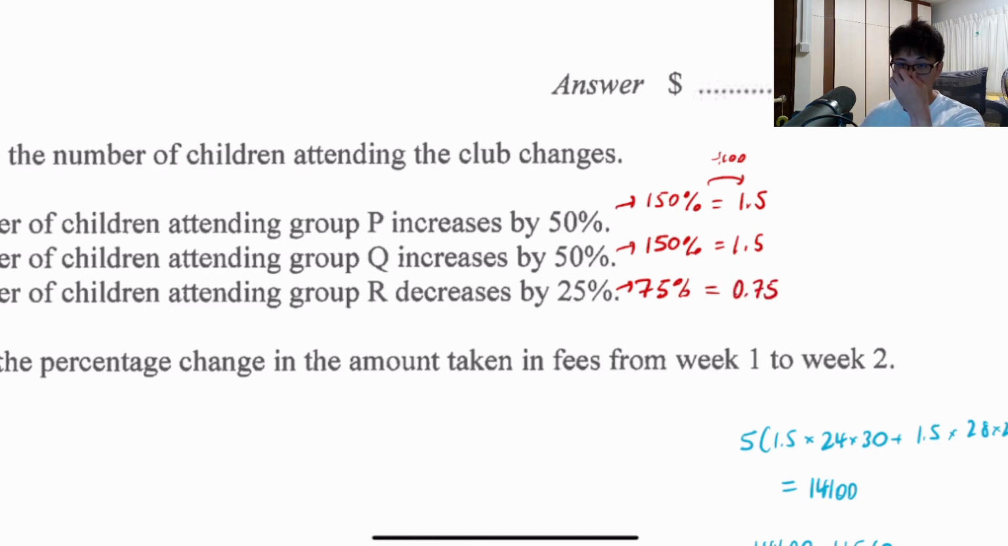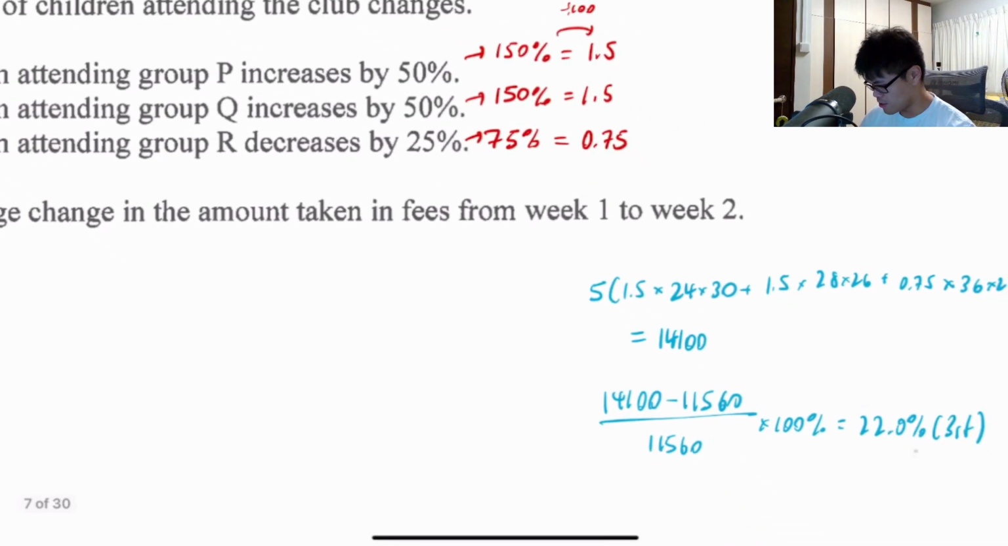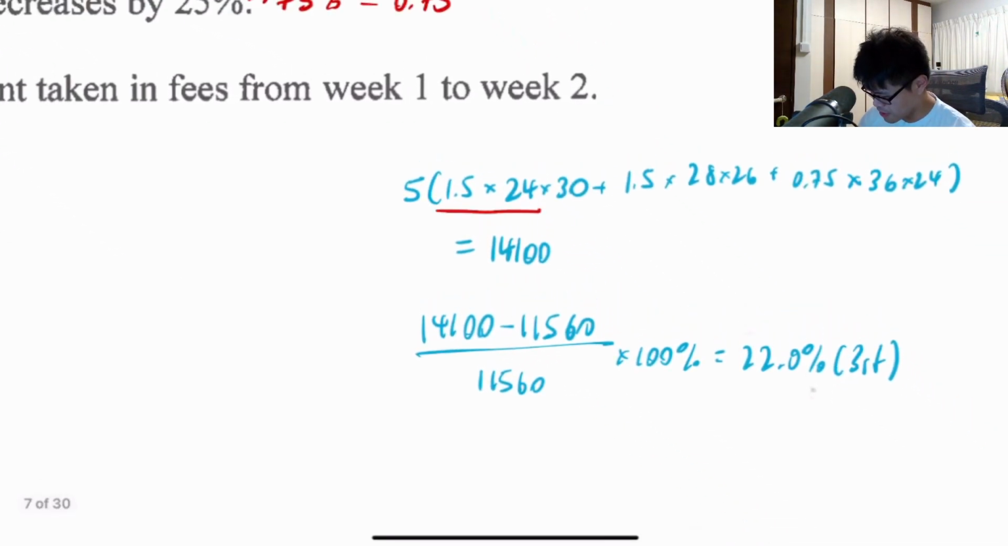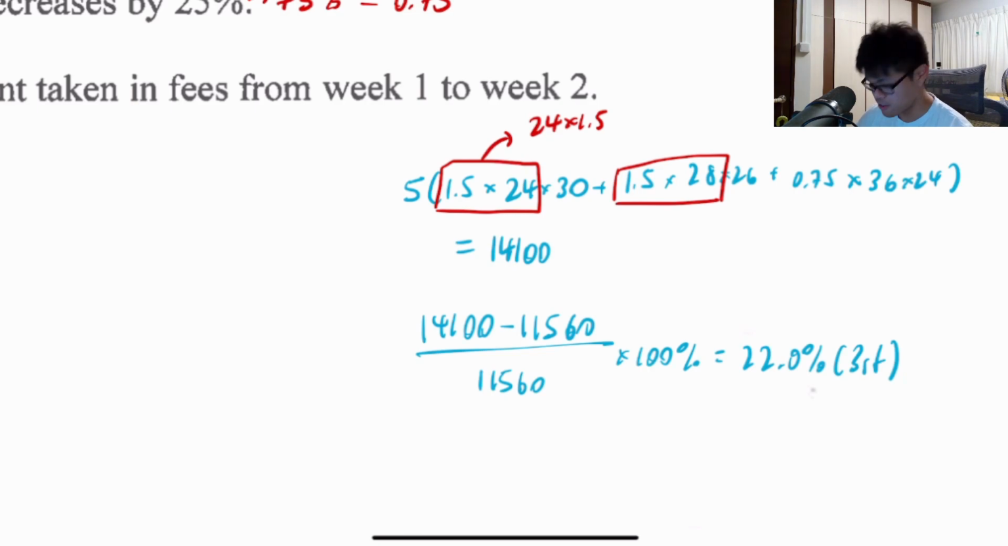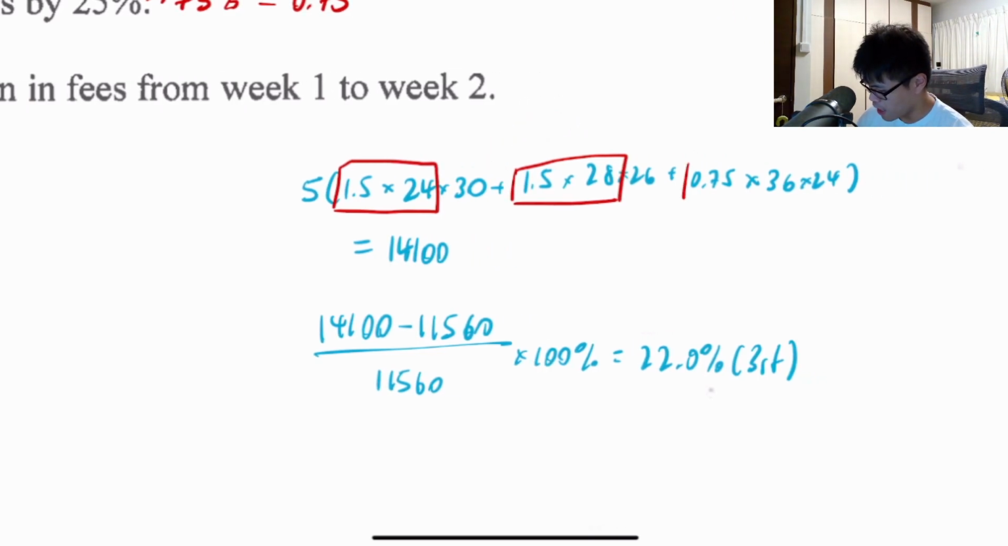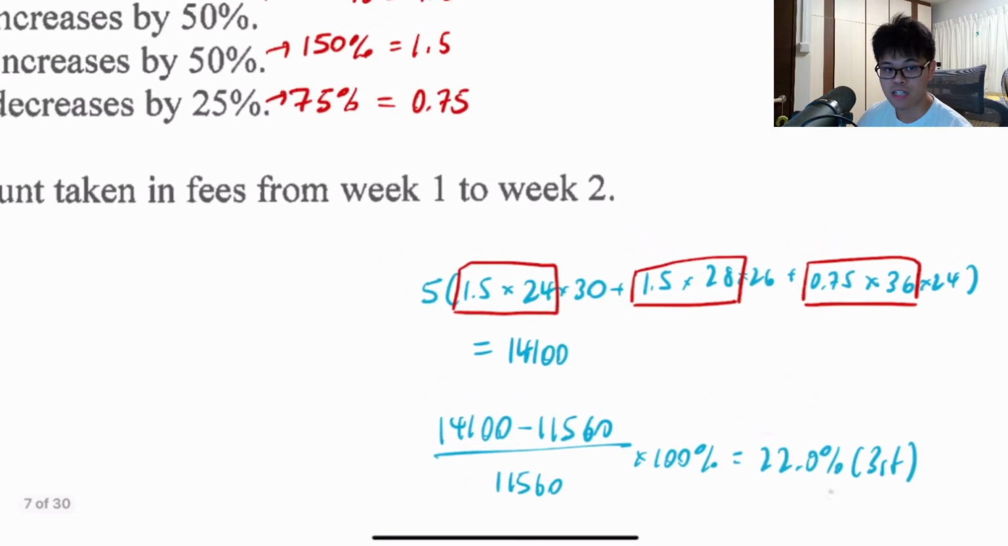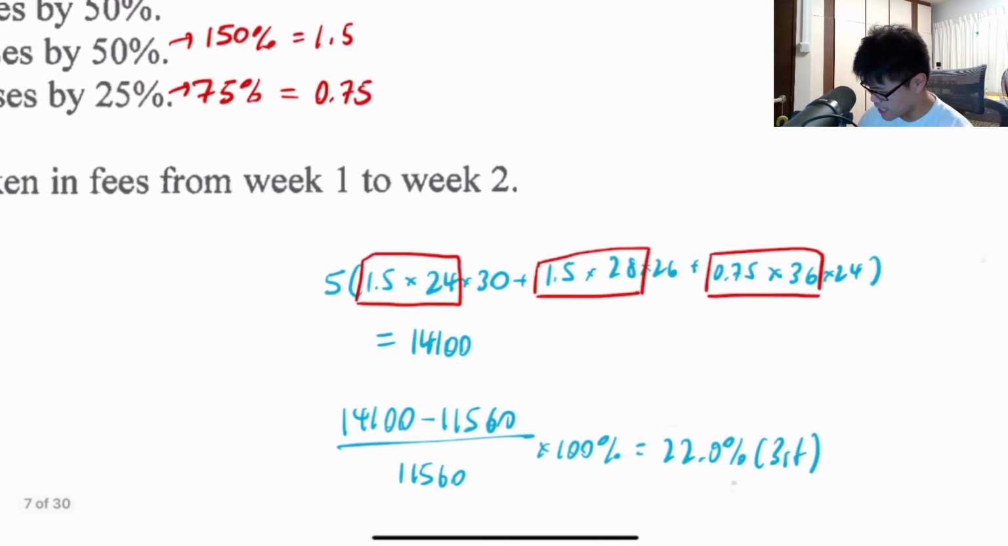Okay, we're going to use these changes to help us find our final value for week 2. So all we do is this, right? This number in front represents the change in students. So we have 24 students, and it increases by 1.5, so we times 1.5. Same thing here. Group Q also increased by 1.5, so we take it times 1.5. And group R decreases by 25%, so we times 0.75.